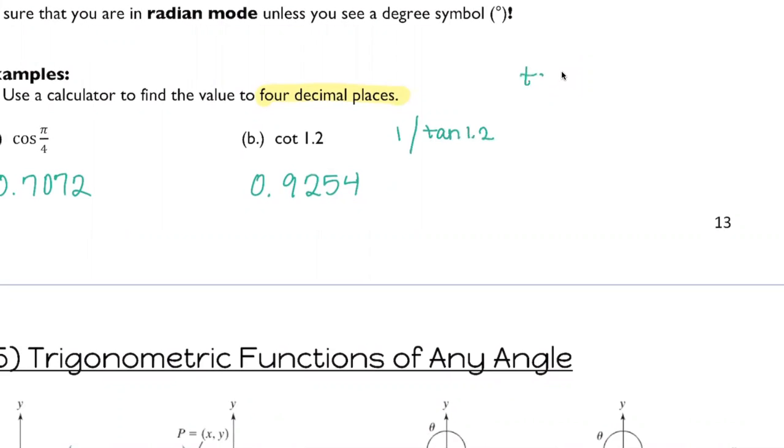You cannot use the tangent inverse button because again, that -1 stands for inverse, not the -1 power. So this will not work. That will solve for an angle. It will not evaluate the ratio, which is what we want.